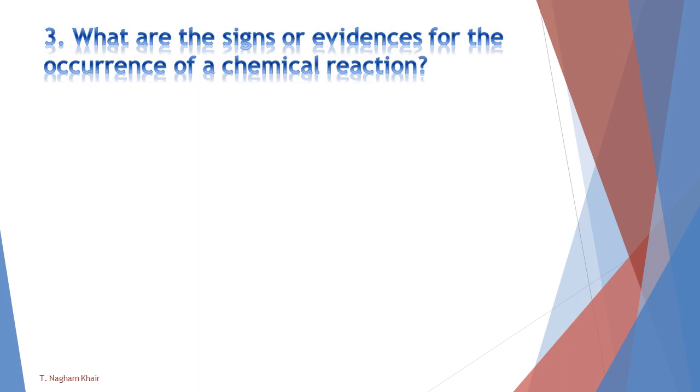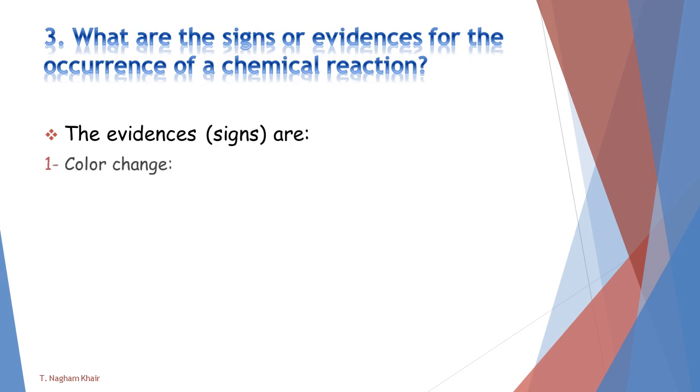What are the signs or evidences for the occurrence of a chemical reaction? The evidences or signs are, the first one is the color change. If the color changes you are seeing here, then this is due to a chemical reaction.